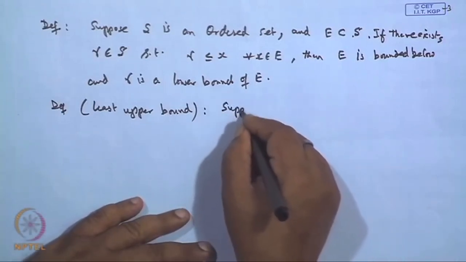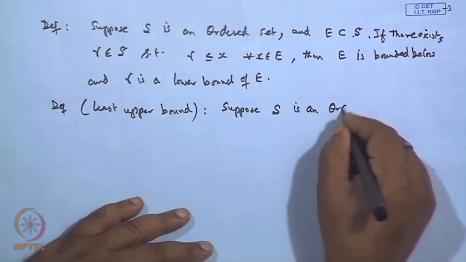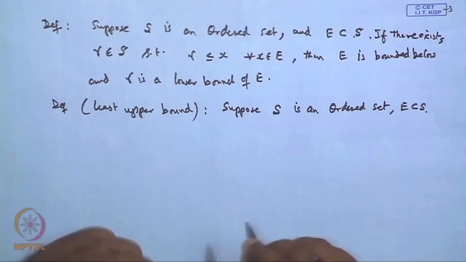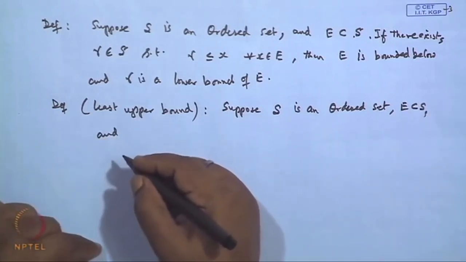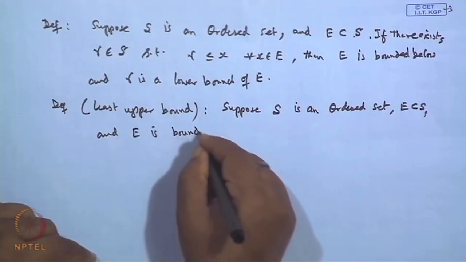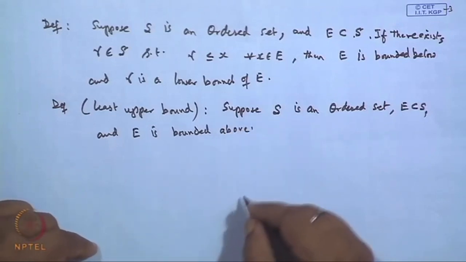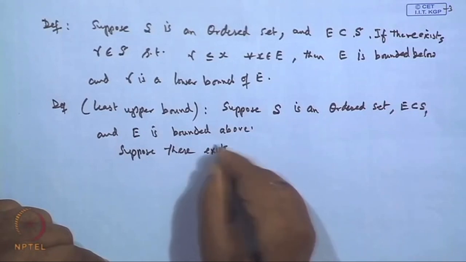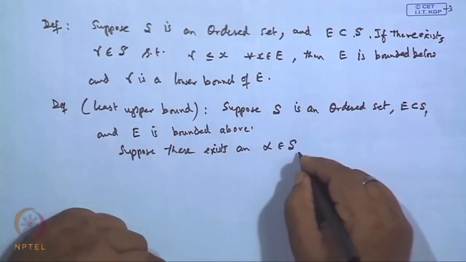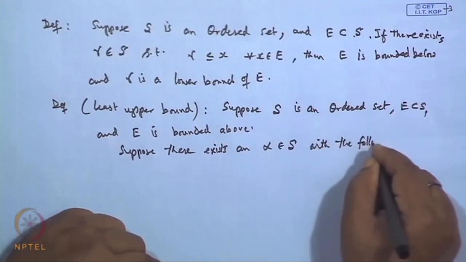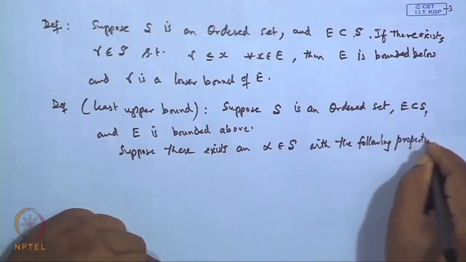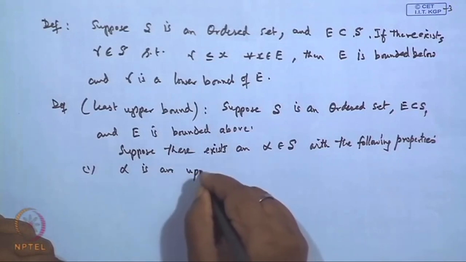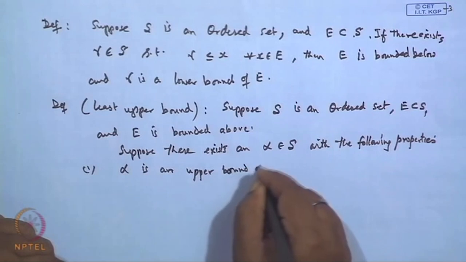Suppose S is an ordered set, and E is a non-empty subset of S. And also, assume E is bounded above. Now, suppose there exists an alpha belonging to S with the following property. Alpha is an upper bound of E. This is the first property.